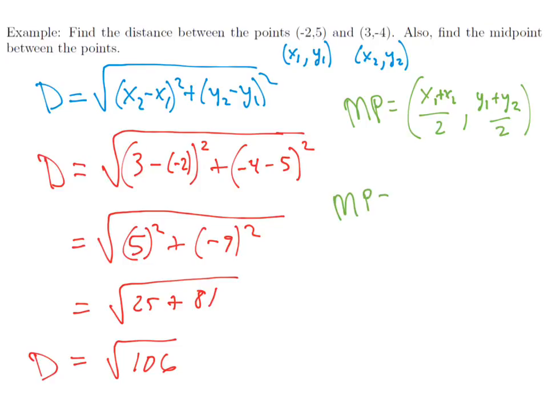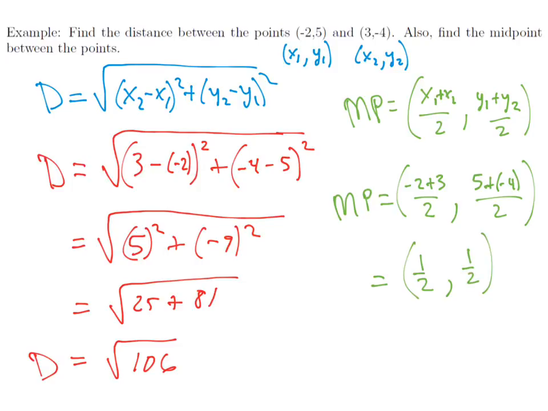So I'm just going to plug in the values from the coordinates. And what we're going to end up with is 1/2, and 5 plus negative 4 also 1/2. So the midpoint is just that, it's a point. So we need an x coordinate and a y coordinate.